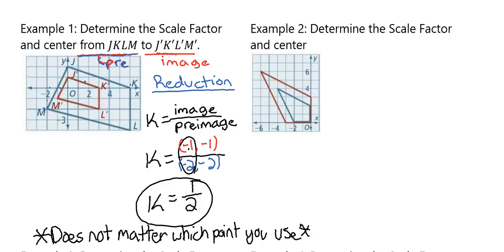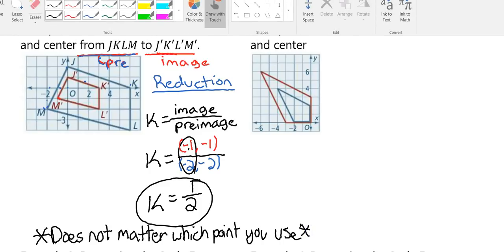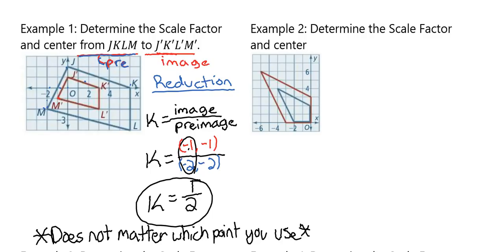Okay. So then we need to look at where my center is. So again, I'm going to draw those lines that connect, right? In this case, J and J prime. I can keep going. K and K prime. M and M prime. And L and L prime. Okay? Where do all those lines meet? Right there. And that's how we find our center. Like I said, in this case, it's always going to be 0, 0, but it's good to know how to find that.